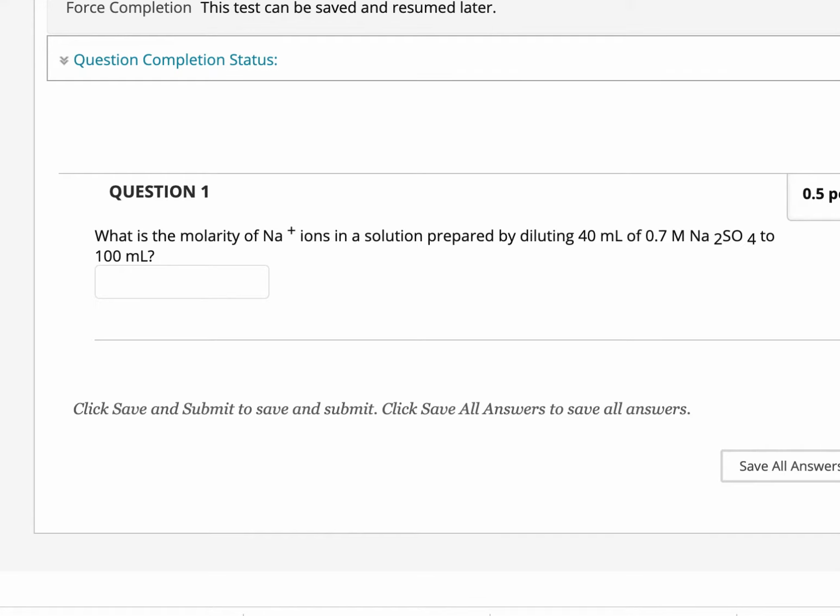What is the molarity of sodium ions in a solution prepared by diluting 40 milliliters of 0.7 molarity sodium sulfate to 100 milliliters? Let me write down the details on this. So molarity of Na+ is what we're being asked about. Dilute 40 milliliters of 0.7 molarity sodium sulfate to 100 milliliters.